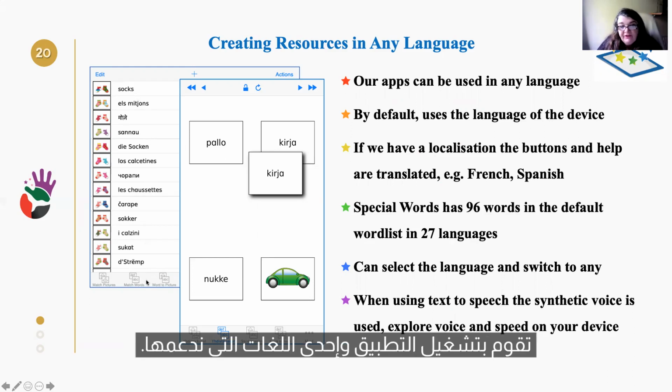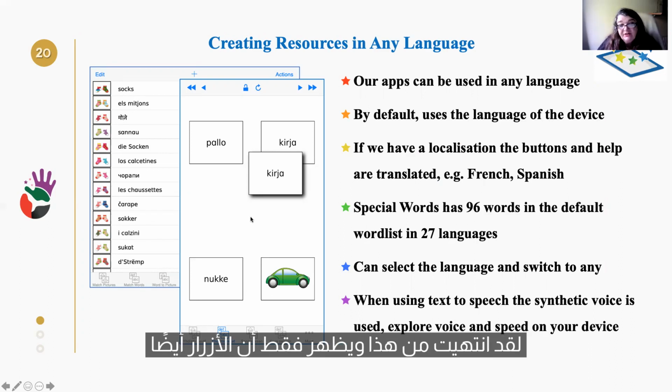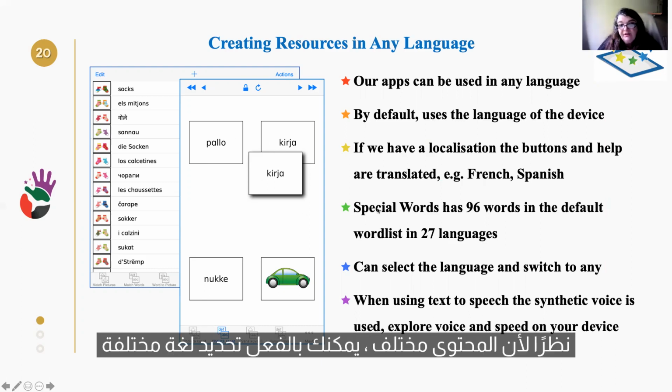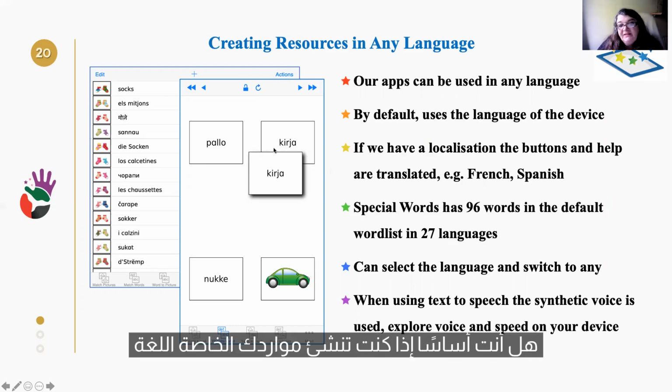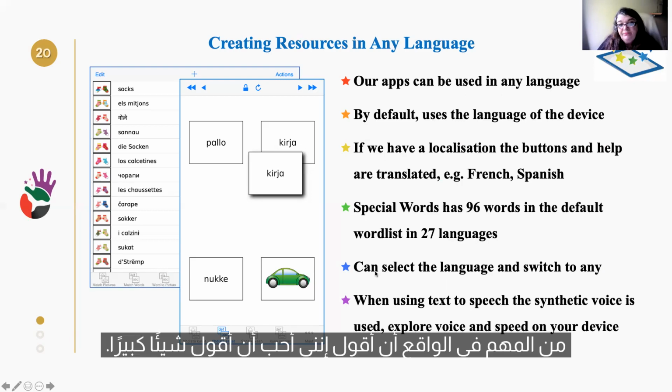If you run the app in one of the languages that we support, the buttons that you can see here will come up in the language that you've got. This is Finnish, and it just shows that the buttons as well as the content are different. So you can actually select a different language for the content, or if you're creating your own resources, whatever language you're typing in and speaking is the language it does. If you're not recording your voice, you will actually be picking up the synthetic voice, and it's important to actually set that.